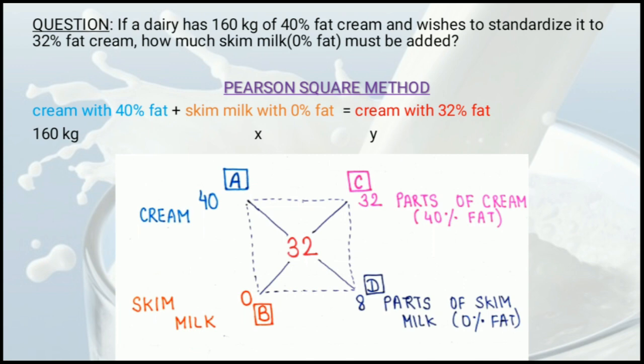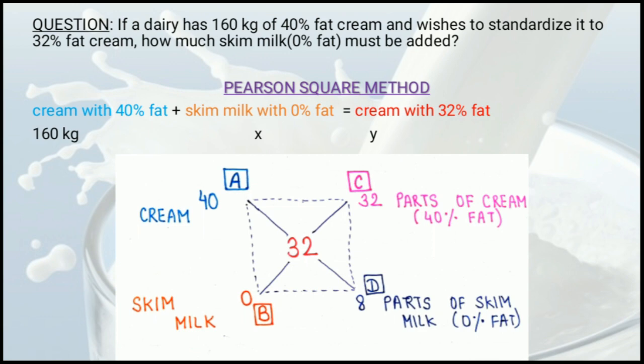Now we will do the subtraction diagonally. Means center minus A is equal to D, center minus B is equal to C. So when we subtract 40 and 32, we get 8, so I have written 8 at D. When I subtract 32 and 0, it will be 32, which I have written at C.